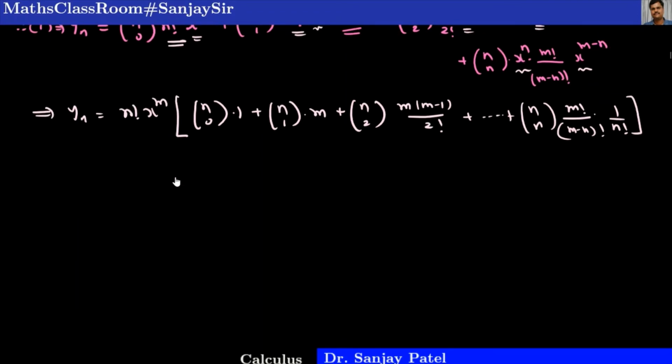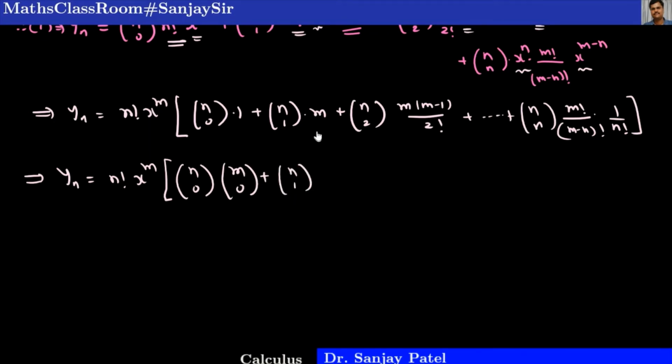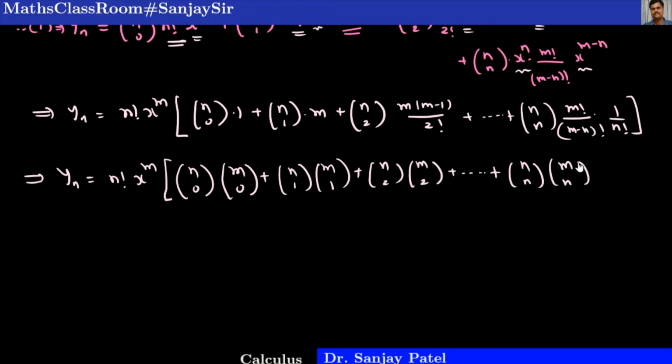This I can rewrite as, this implies yn is equal to n factorial into x raised to m into nc0, and then 1 I can write as mc0 plus nc1, this m I can write as mc1 plus nc2 as it is, and m into m minus 1 by 2 factorial is nothing but mc2, plus and so on, plus ncn, and this we can write as mcn. mcn is m factorial upon n factorial into m minus n factorial. So we will get this thing, and let us call this result number 2.